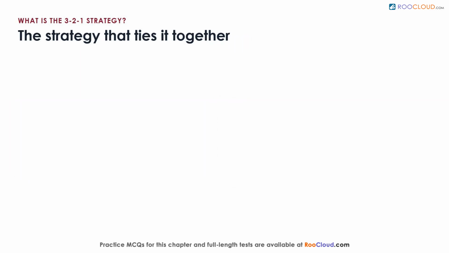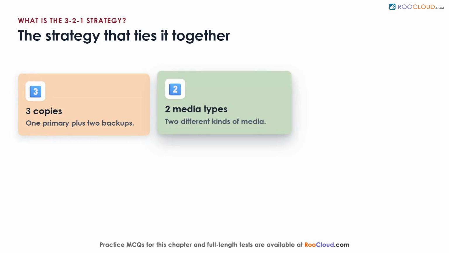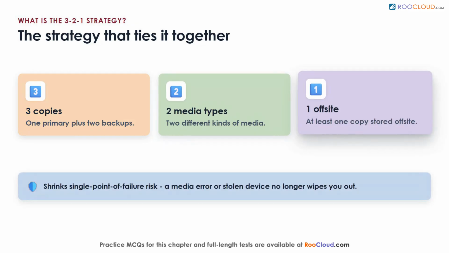What is the simple strategy that ties it together? It is the 3-2-1 approach. Keep 3 copies of your data in total. 1 primary copy and 2 backups. Store them on 2 different types of media. And keep at least 1 copy offsite.